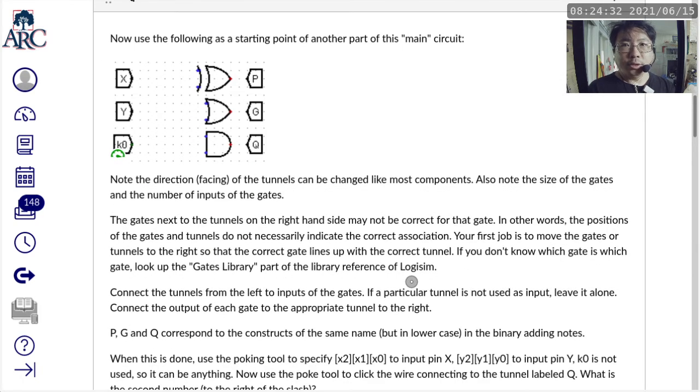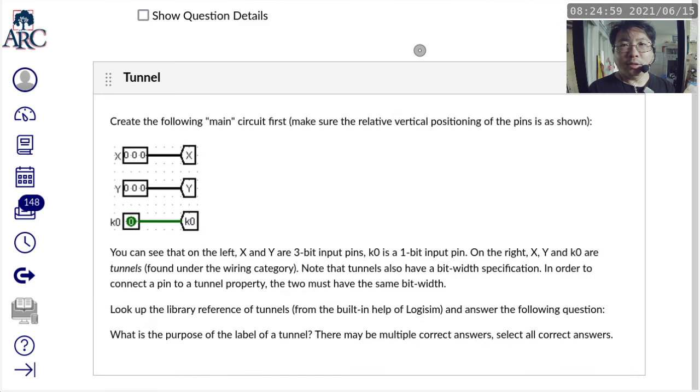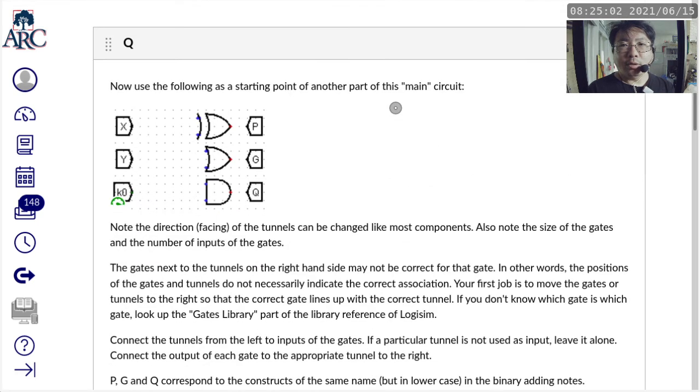So here's question number 2, and the first question that I get is, do we need to make new labels? And the answer is yes. And is this a new circuit? The answer is no, because the following is a starting point of another part of this main circuit, which means it is still the main circuit, but this is the other part of it. You can put this below to the right-hand side of what we already have at this point, but the whole idea is this is another part of the circuit.